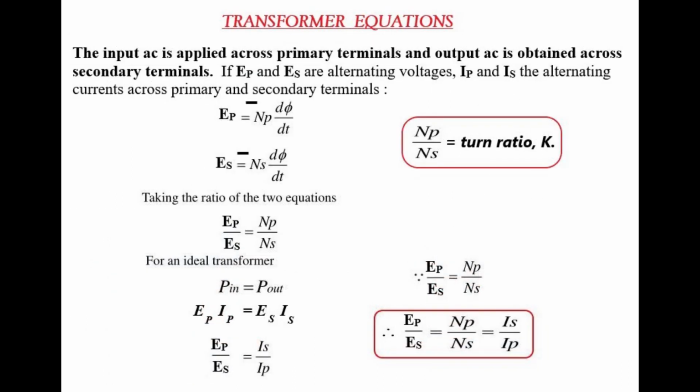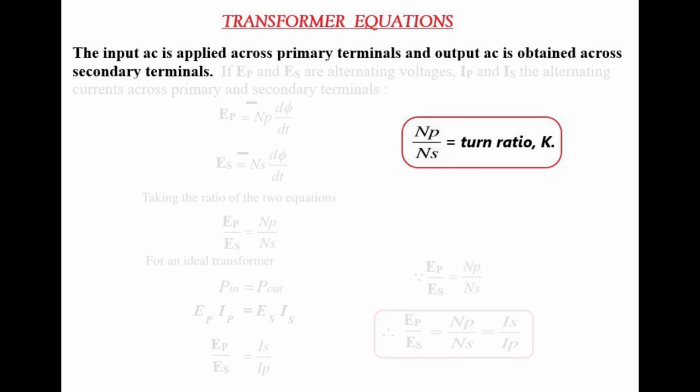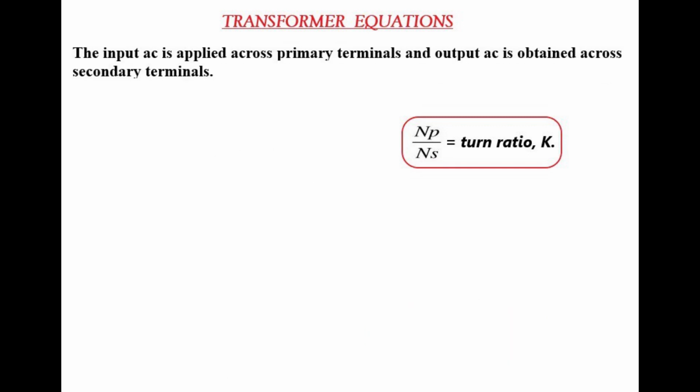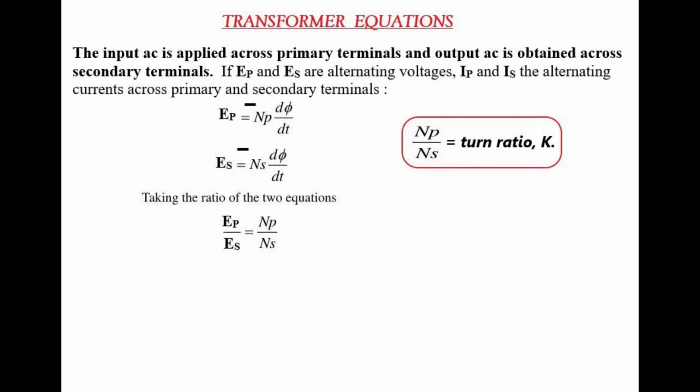These are the important equations related to transformer. The ratio of number of turns in the primary to number of turns in the secondary is known as turn ratio. It will be a constant K. According to Faraday's law, EP is equal to minus NP into d phi divided by dt. ES is equal to minus NS into d phi divided by dt. Taking their ratio, we get EP divided by ES is equal to NP divided by NS.